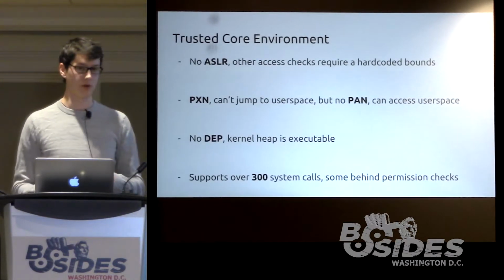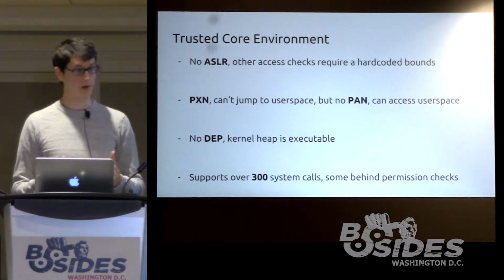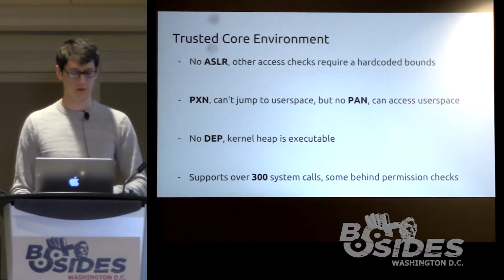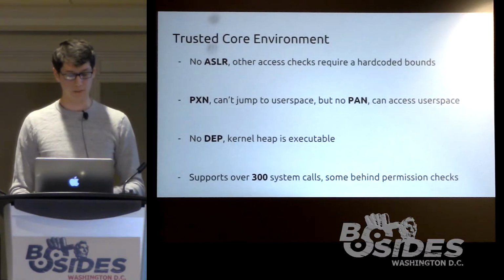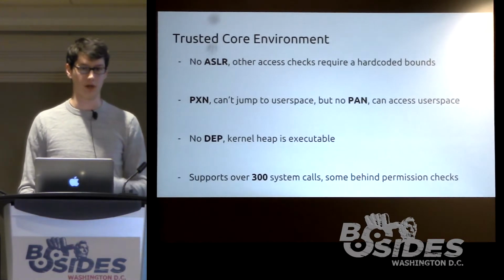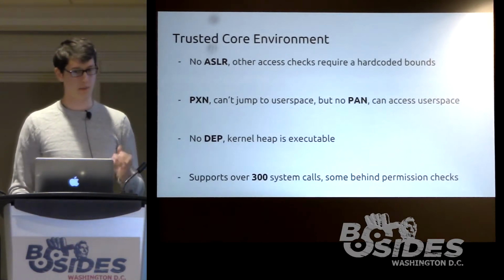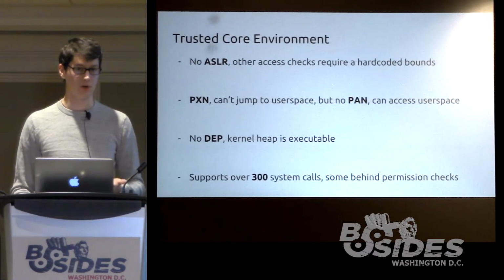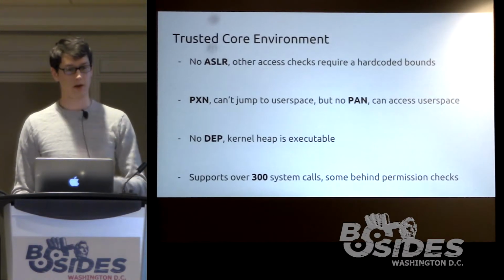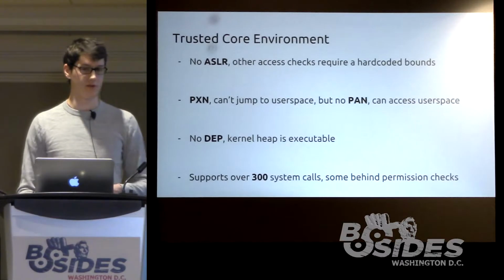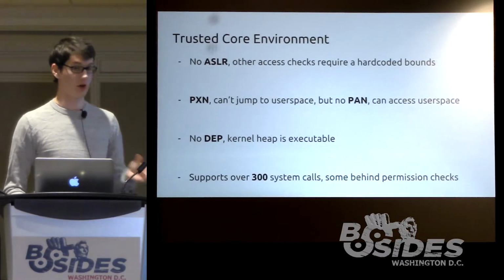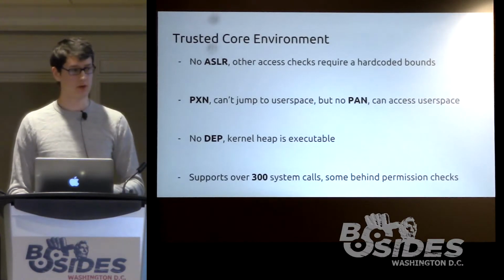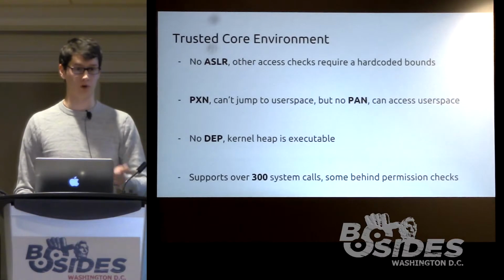There is no ASLR, so we know exactly where the kernel is mapped inside the trusted world. I guess it's supposed to be called KSLR, where the kernel has address space layout randomization applied to it. There is PXN, which stands for privileged execute never. If you're familiar with x86, the same thing is called SMEP, supervisor mode execution prevention. So this means that our kernel will not execute code that exists in userland. There is no PAN, which stands for privileged access never, so the kernel can access userland memory arbitrarily.